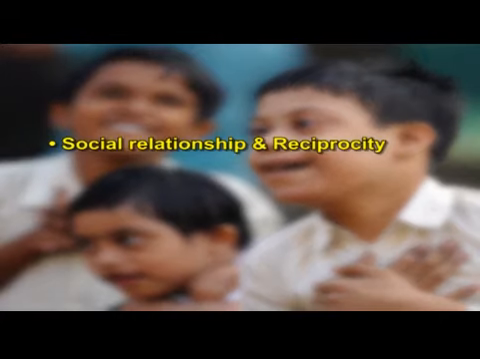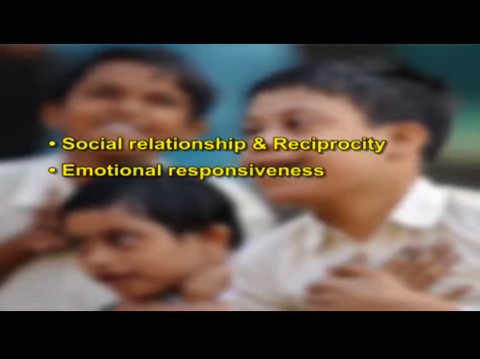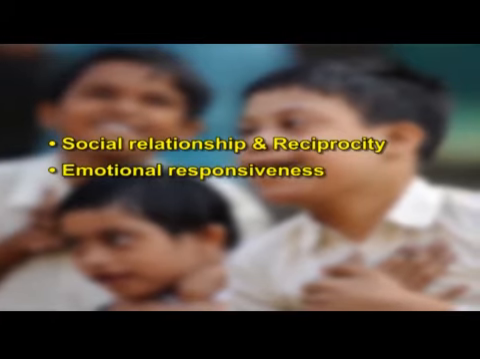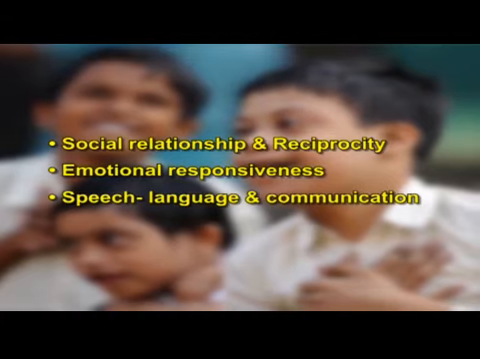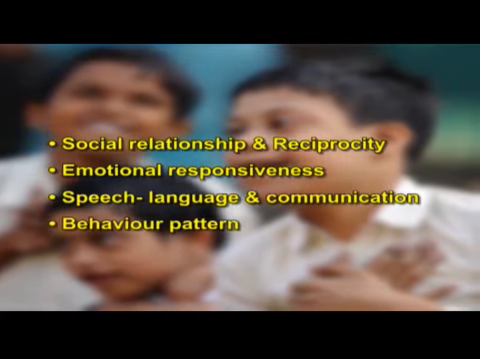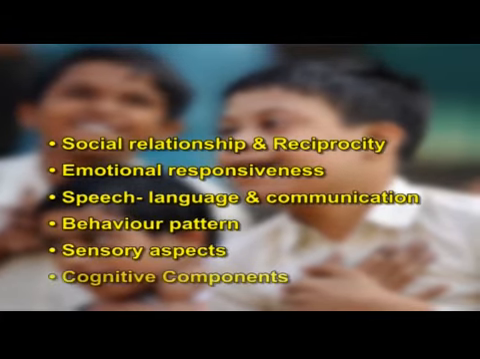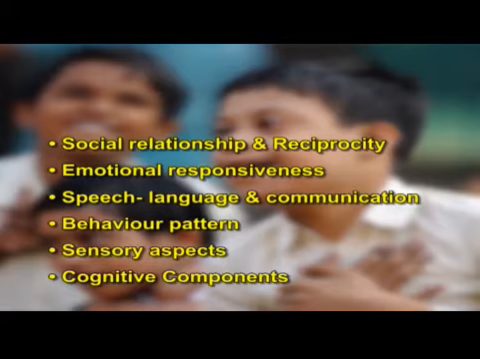The first domain is social relationship and reciprocity. The second one is emotional responsiveness. The third one is speech, language and communication. The fourth one is behavior pattern. The fifth one is sensory aspects, and the sixth one is cognitive components.